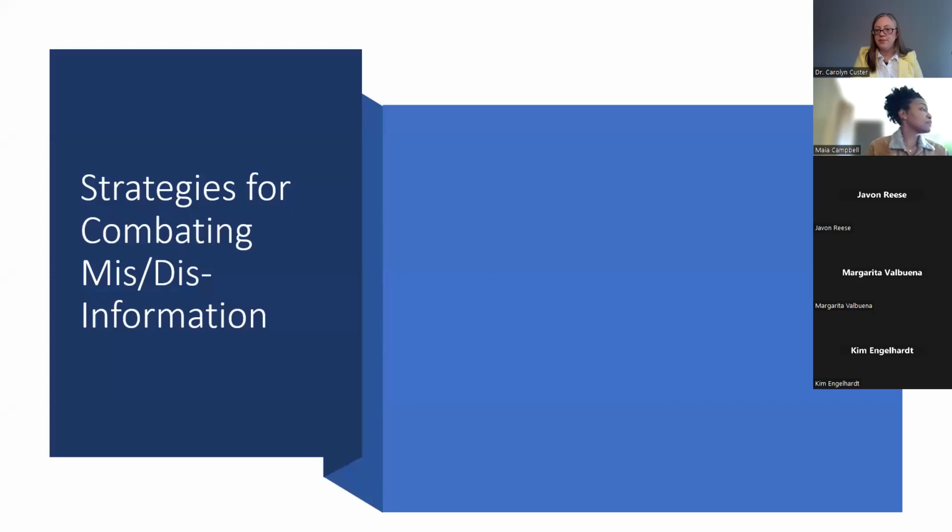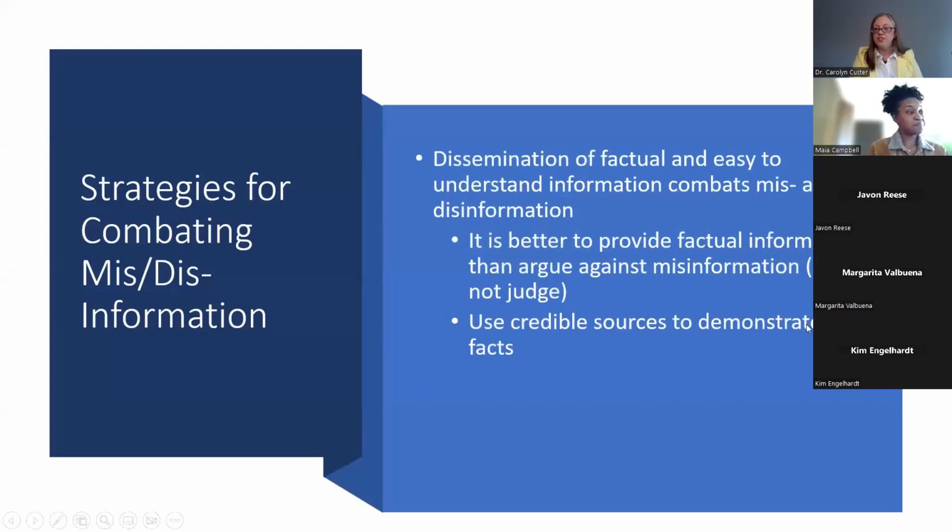Some strategies. I think we just discussed this a little bit with COVID, but dissemination of factual and easy to understand information combats the mis and disinformation. It's better to provide facts than to argue, right? We don't want to judge or come off as judging. We just need to use credible sources to demonstrate facts.